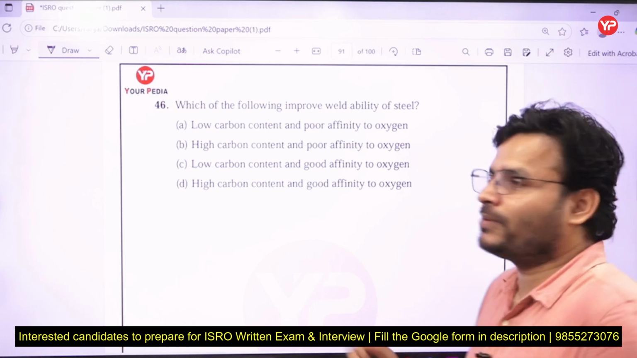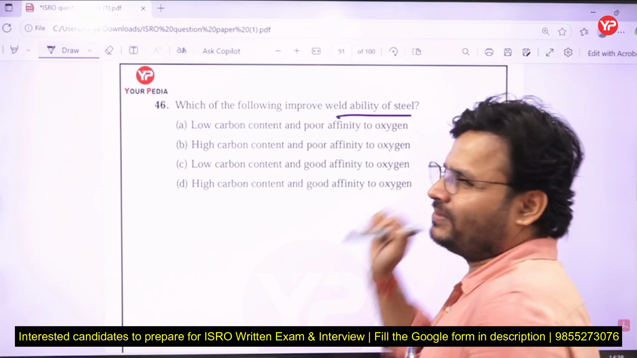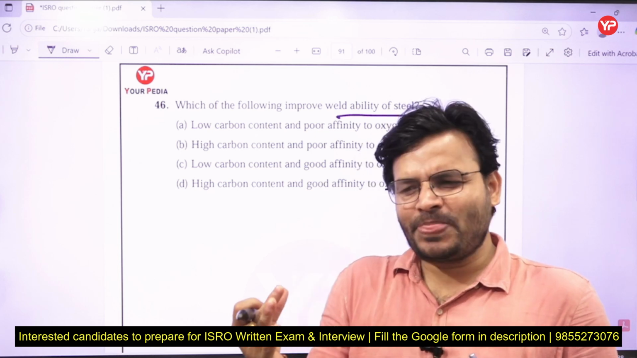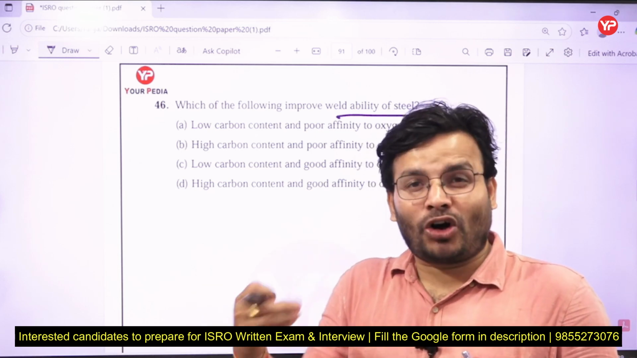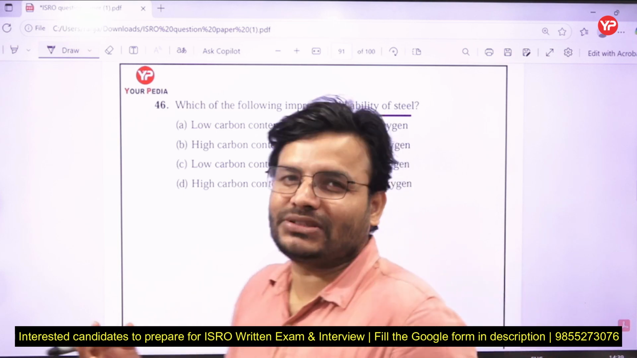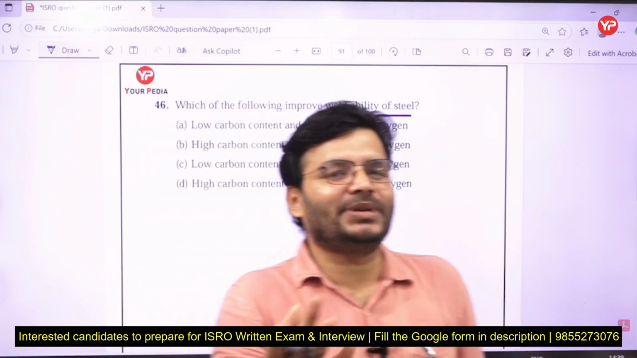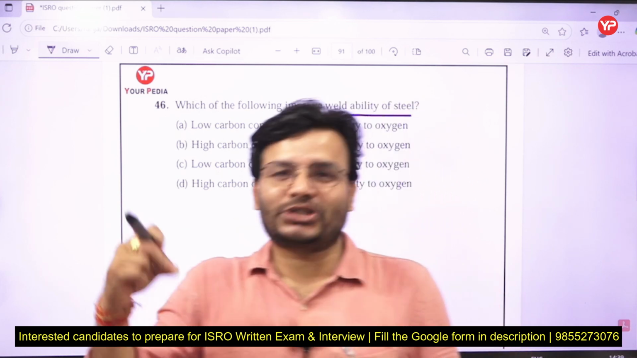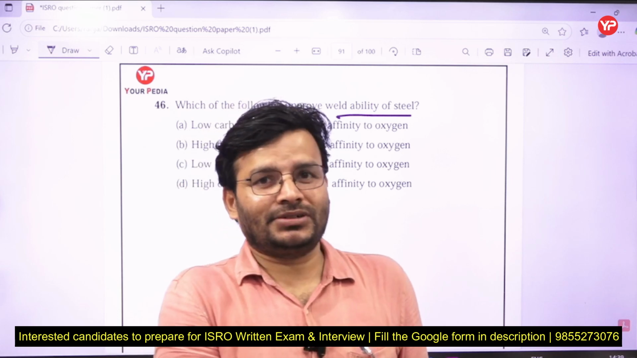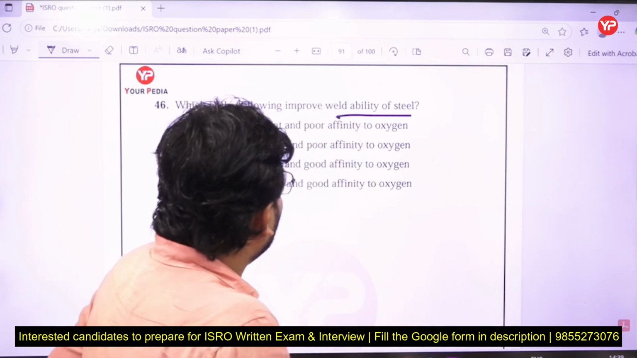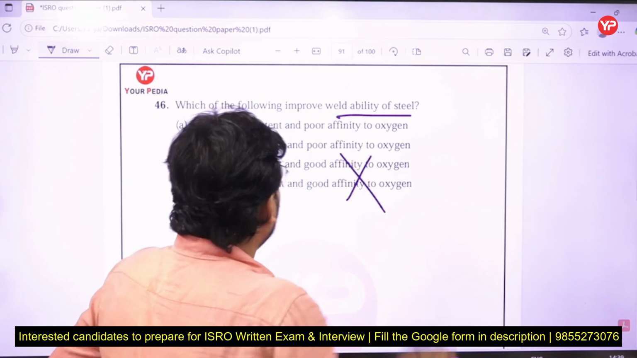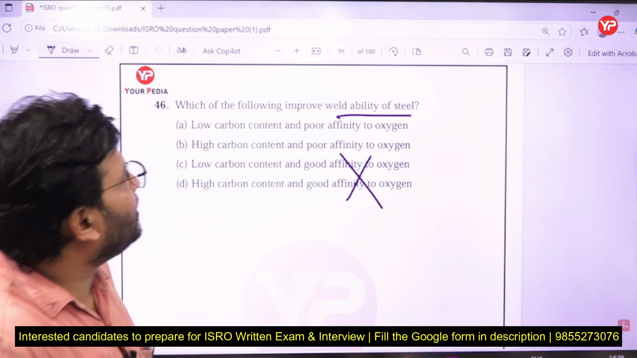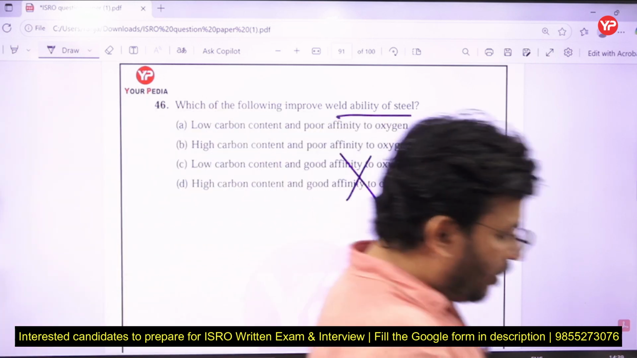Now see, my friends, I am coming to it. If you want to improve the weldability, think about anything with a high affinity to oxygen: it will make oxide and it will make the surface brittle. If oxide is coming, the surface will be very brittle. So the first thing you can know, sir, is that affinity to oxygen should be low, so that no oxidation takes place and no oxide forms there. That's why we can say good affinity is a bad thing. So options C and D cannot be correct. There should not be good affinity. So either option A or option B. Now tell me how, what we can say.